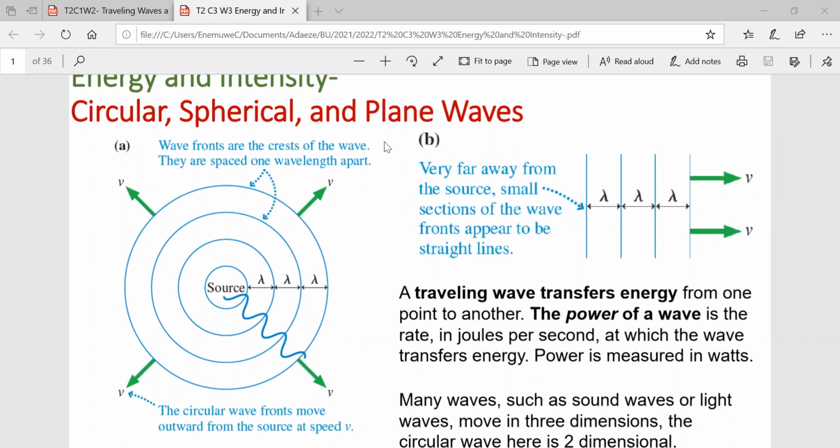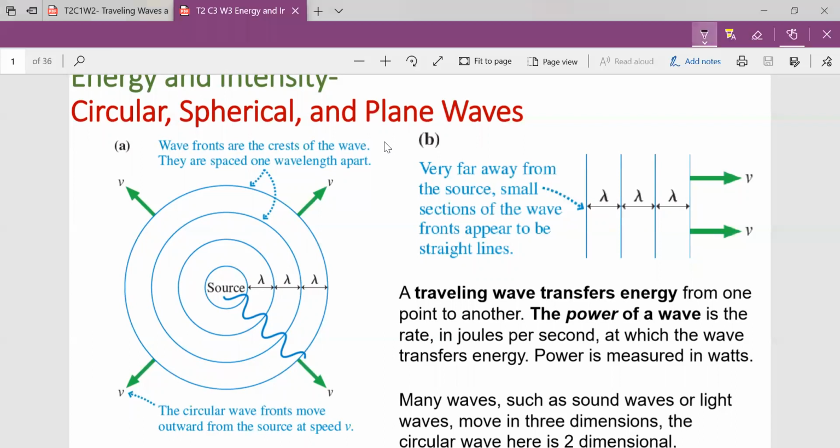If we look closely at the diagram before us, we see that the wave fronts are the crests of the wave. The circular lines you are seeing are the crests of the wave, and they are spaced one wavelength apart. Okay. So you see, the spacing is one wavelength apart from the source. And the circular wave is going in all directions from the source. Okay. So the circular wave front moves outward from the source at speed v.